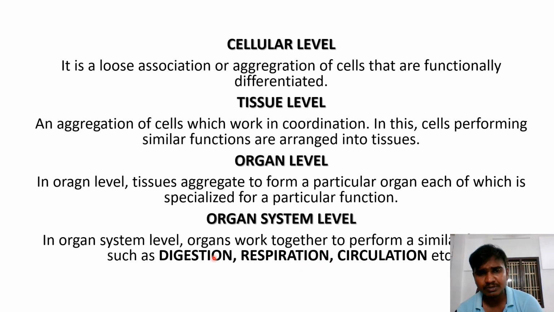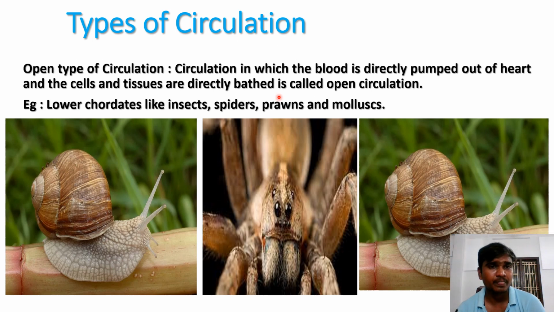In the digestion process, the digestive system is there. In the respiration process, the respiratory system is there. In the circulation process, the circulatory system is there. In the digestive system, respiratory system, and circulatory system, different organs will be involved. Okay, next, types of circulation.